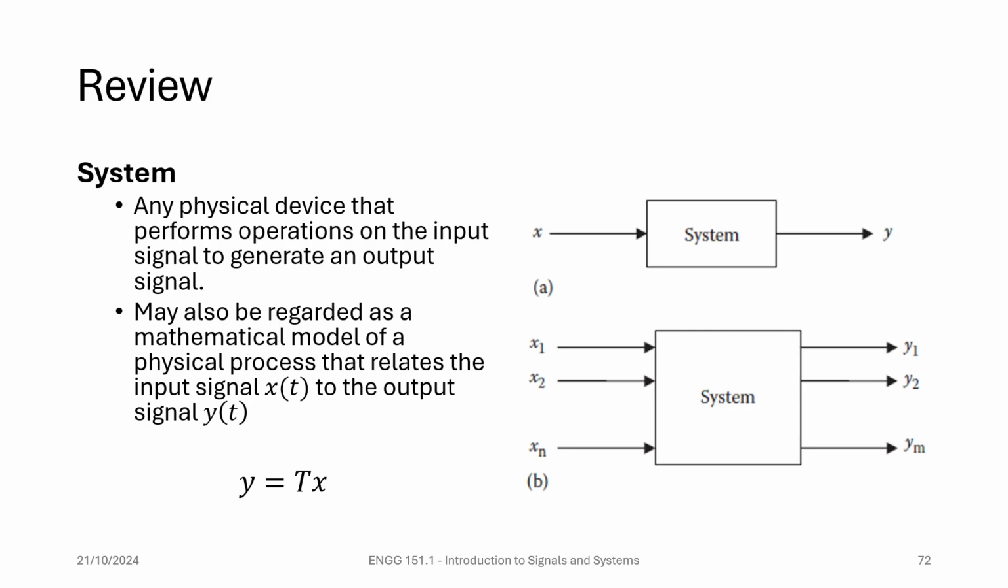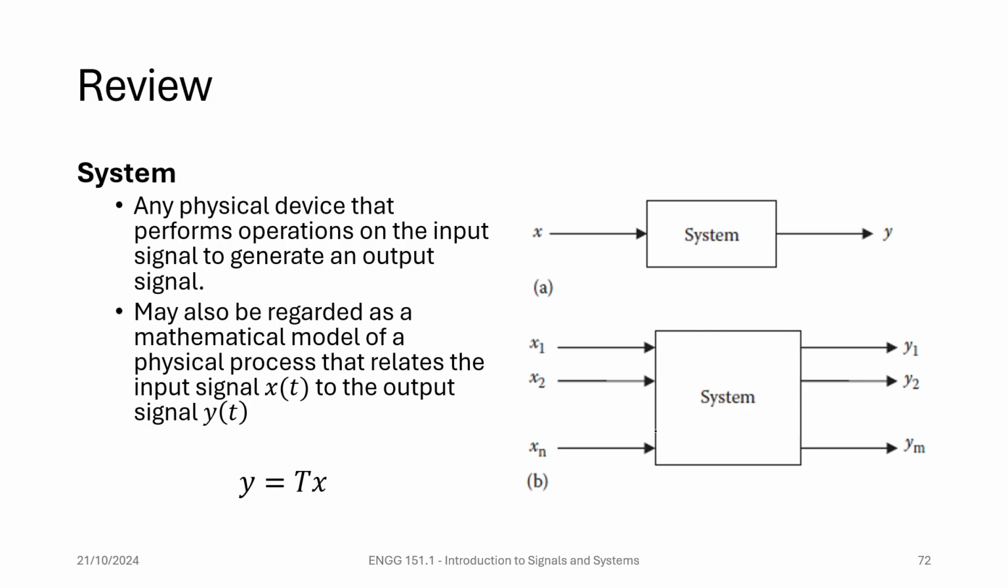So this is the general representation of a system: y is equal to T times x, where y is the output signal, T is the operation involved in the system, and x is the input signal.